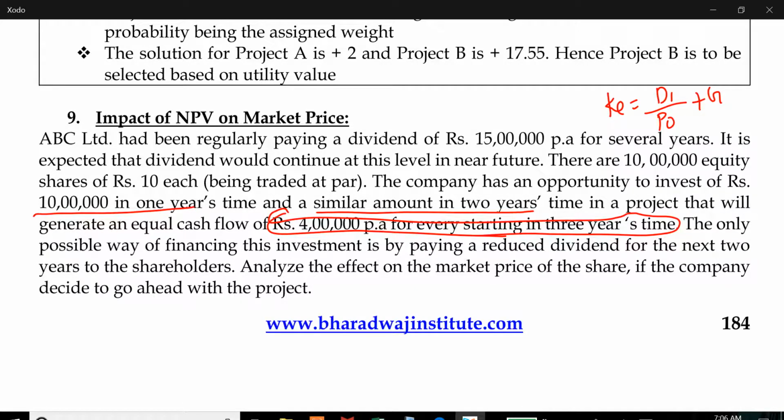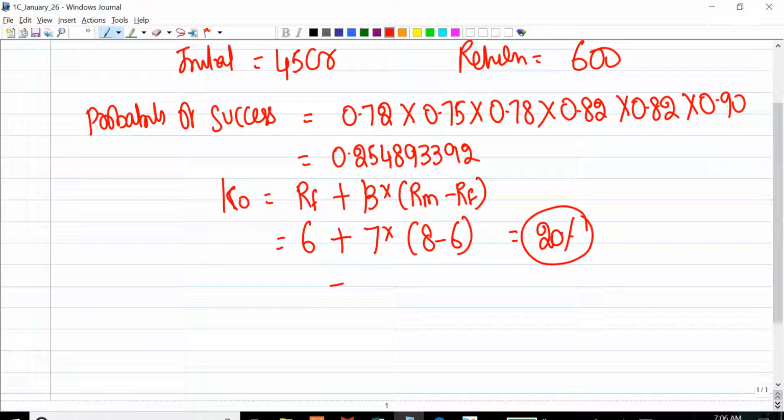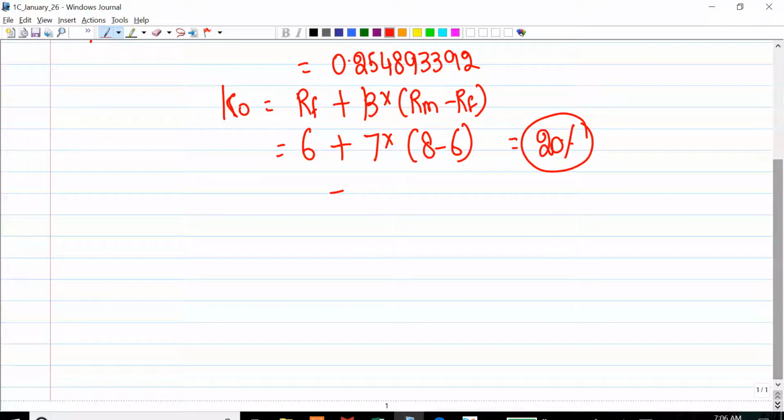Let us start. Point number 1, computation of cost of equity. KE equal to D1 by P naught plus growth rate.